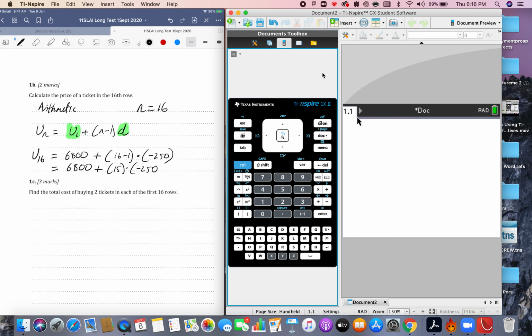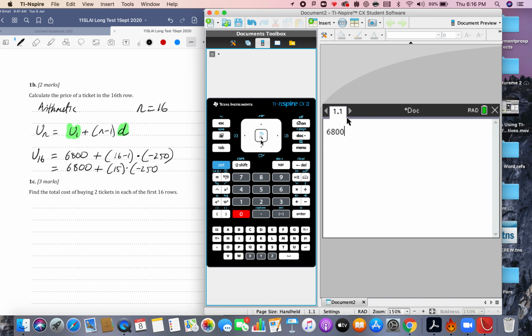Okay, so we've got 6,800. Let me just make that calculator a little bit bigger so you can see the screen. Okay, 6,800 plus 15 times, and then the negative here, negative 250. And that gives us 3,050. Now that makes sense because remember the ticket prices are coming down. So that's 3,050.